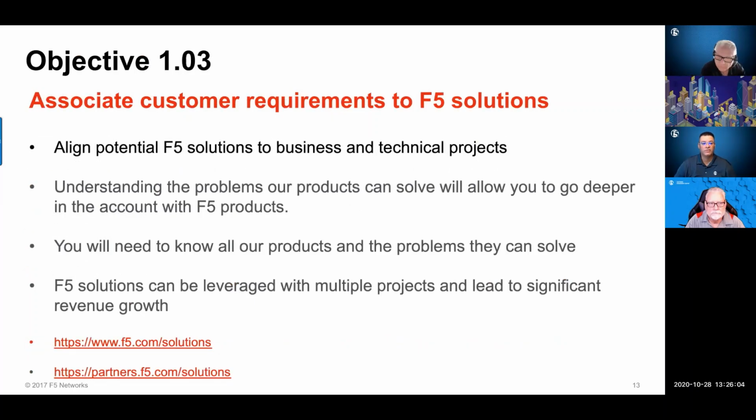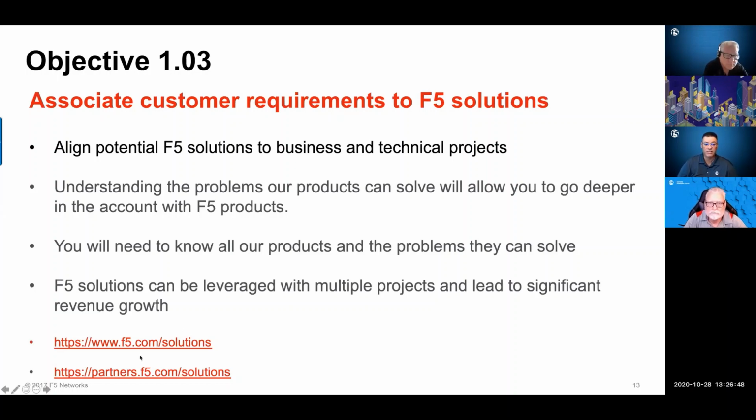Section 103 also focuses on associating customer requirements at a high level with F5 products. Maybe there are examples where the customer is rolling out a remote user VPN product, and they're trying to come up with a solution to provide remote access to their users. Here is where understanding what our F5 products do is going to be very important for the exam. For example, understanding that local traffic managers are used for load balancing and access policy managers are used for VPNs. The key thing here is understanding that and how you can position that to customers.